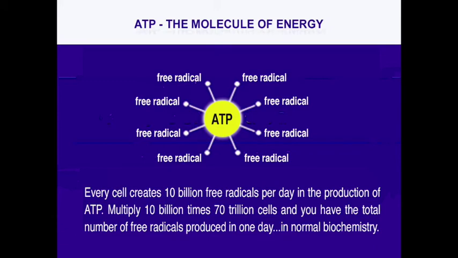While we require the Krebs cycle and ATP in order to live, we should be aware of a problem that's caused by the normal production of ATP. Every cell produces 10 billion free radicals every day in the production of ATP. Our body is made up of about 70 trillion cells. The number of free radicals produced every day in the production of ATP is 10 billion times 70 trillion cells. That number cannot be adequately understood through a standard blood test.